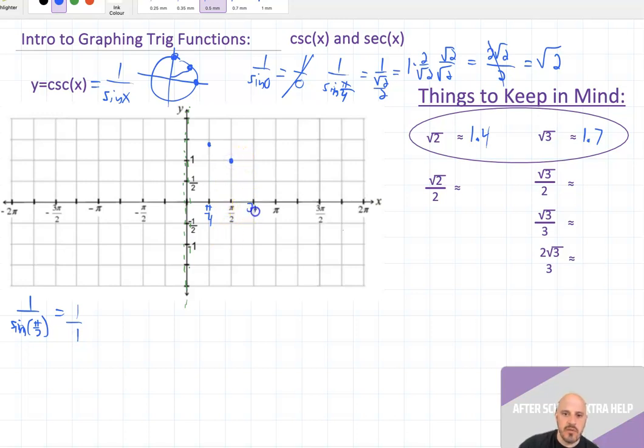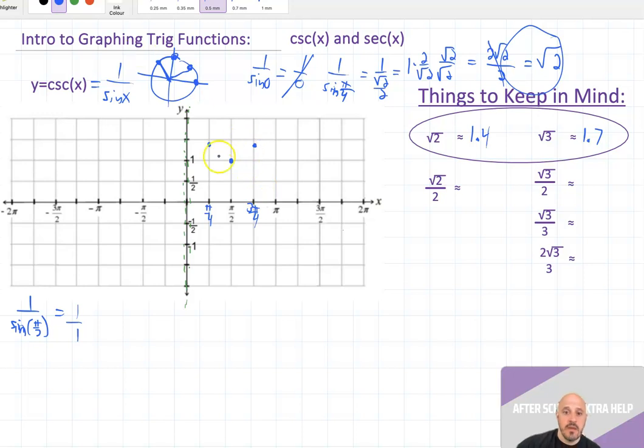Let's keep going. 3 pi over 4. All right, let's see. Anything different than my last answer? No, right? Both x and y are root 2 over 2. And if I did the same work, 1 over root 2 over 2, and I did all my multiplying, I get that 1.4 number again, that root 2.